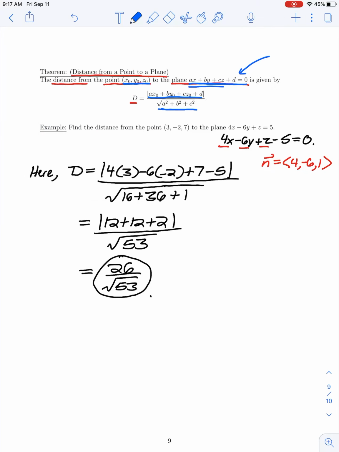So a little visualization here of the idea. Let's say we have some plane in space, and we have a point, x naught, y naught, z naught, that lies somewhere off of that plane. We're looking at the shortest distance from that point directly down to our plane.